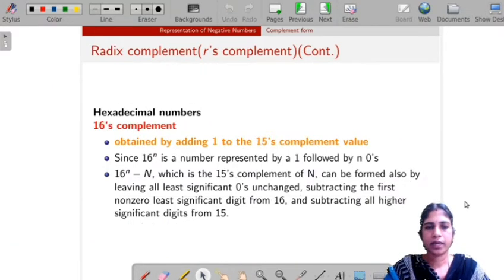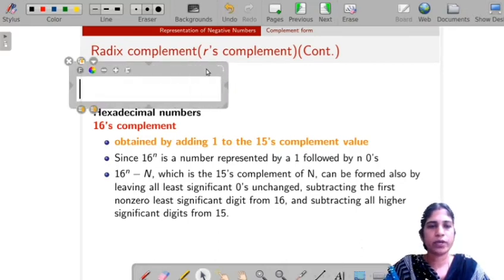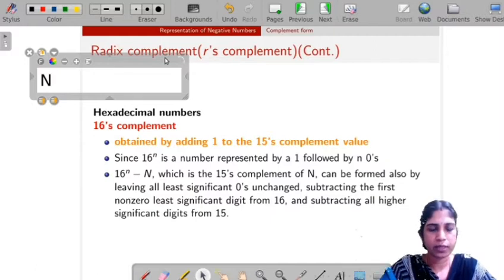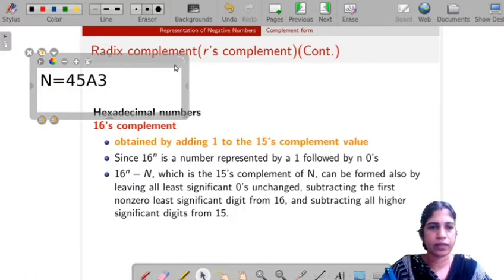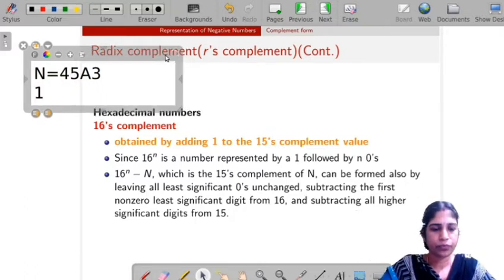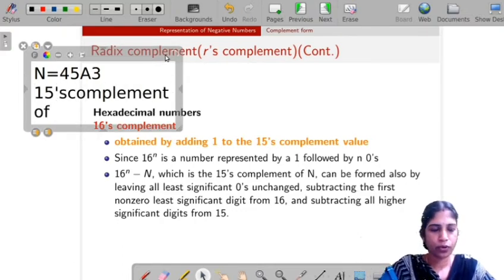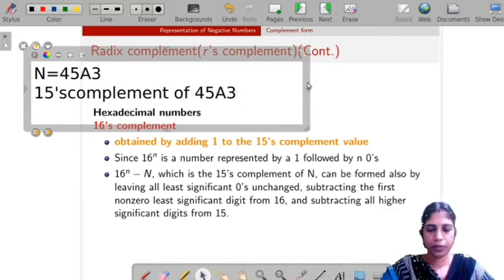Next is the hexadecimal number. In the case of a hexadecimal number, the radix complement is called 16's complement. 16's complement is obtained by simply adding 1 to the 15's complement. So suppose n is equal to 45a3. First we find out the 15's complement of 45a3. That is equal to, subtract it from FF.